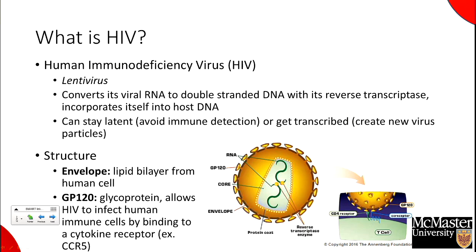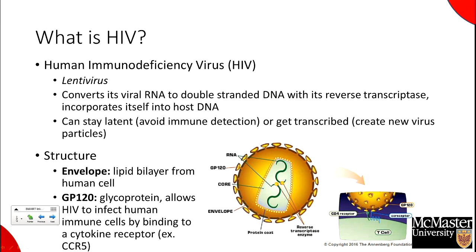HIV is a lentivirus, which means that it's a class of virus that, when it infects its target cell, uses reverse transcriptase to change its RNA into DNA and ultimately incorporates itself into the host genome. It can stay latent, or it could be transcribed actively.